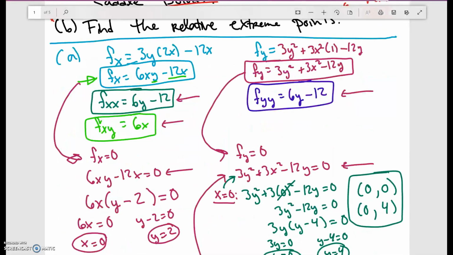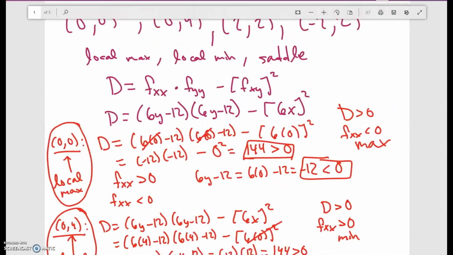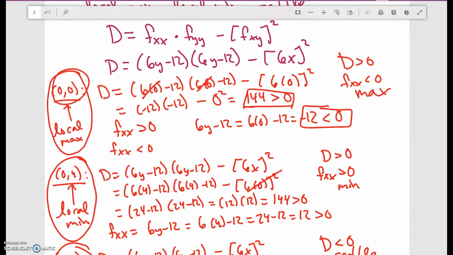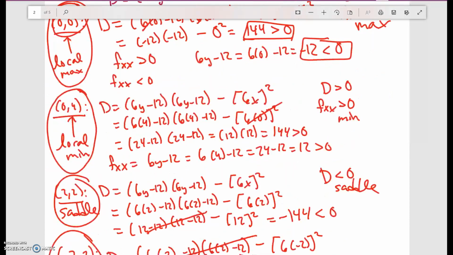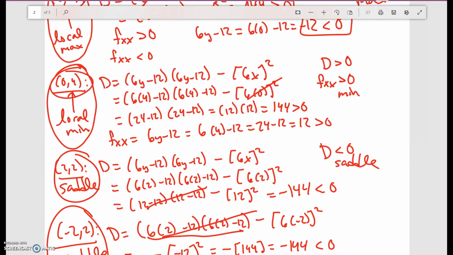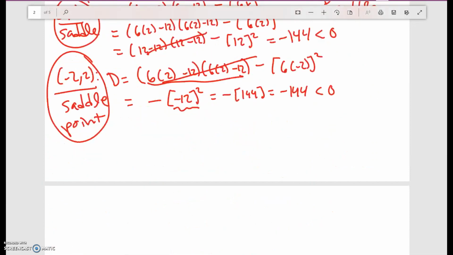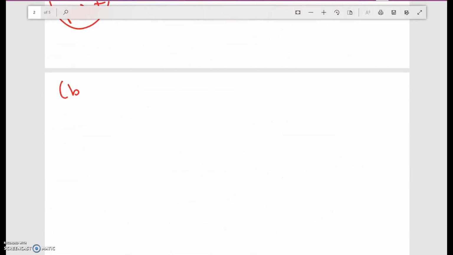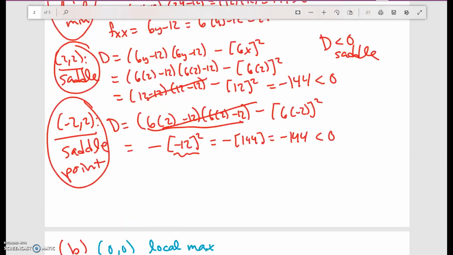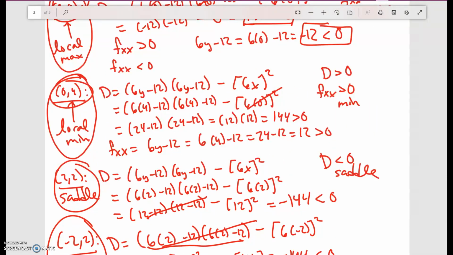So if we go back, we found that (0, 0) was a local max, and we also found that (0, 4) was our local min. So let me write those down. This is going to be part B. So we know that (0, 0) was our local max, and (0, 4) was our local min, or our relative min. Okay, we don't really care about the saddle points, because those are going to be somewhere in between.